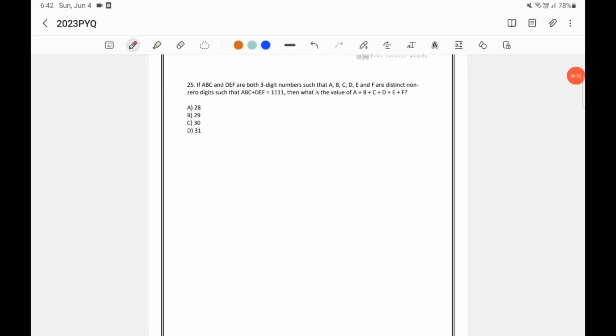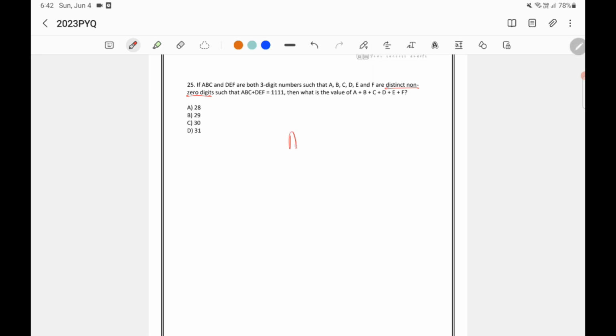So let's take the next question. If ABC and DEF are both 3-digit numbers such that A, B, C, D, E and F are distinct non-zero digits. It's distinct and non-zero. Now, if you look into the paper, in many places you can see distinct, non-zero and all. So that is actually very important. So you cannot take 0 here and you have to take all the numbers different.